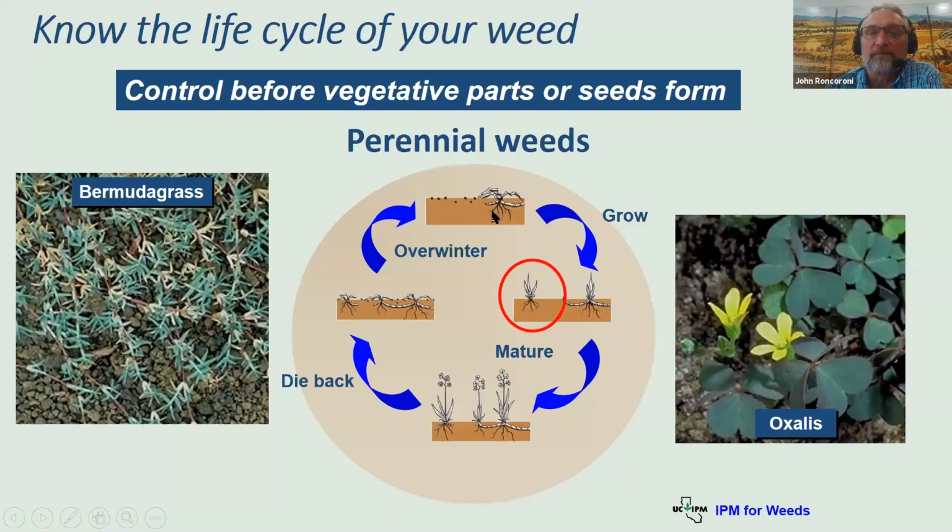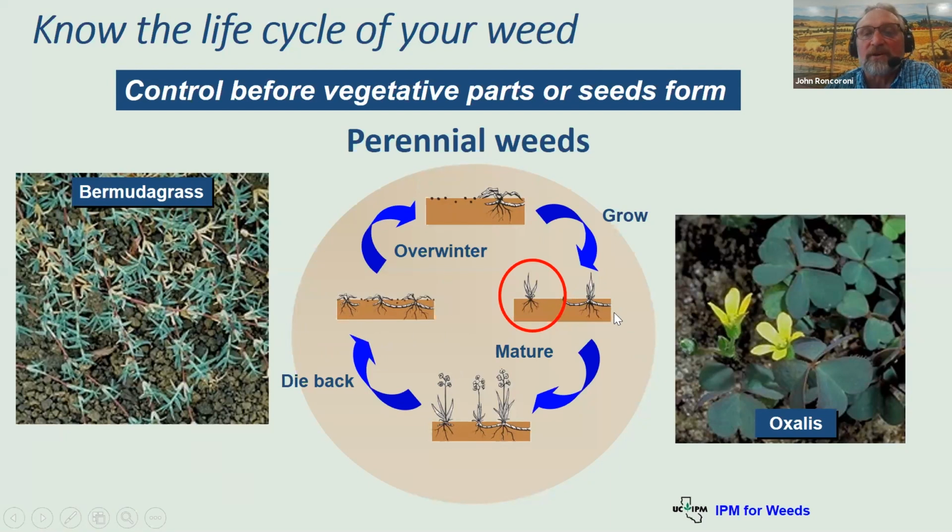Perennials. The interesting thing about perennials, if you're using systemic chemicals, say on Bermuda grass, something like a grass specific herbicide, you may want to spray somewhere in here so we can get that herbicide back down into the roots. But you're also going to have to try and get it before it matures and sends out these rhizomes, because some of these plants do it very quickly. They don't have to grow a lot before they start sending out these.